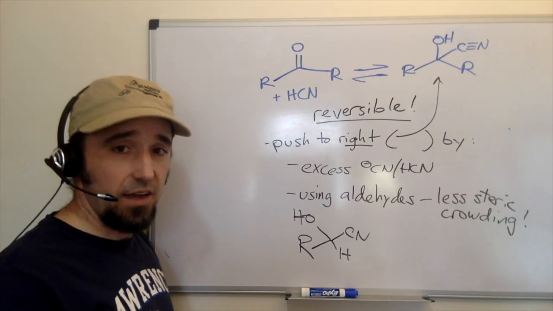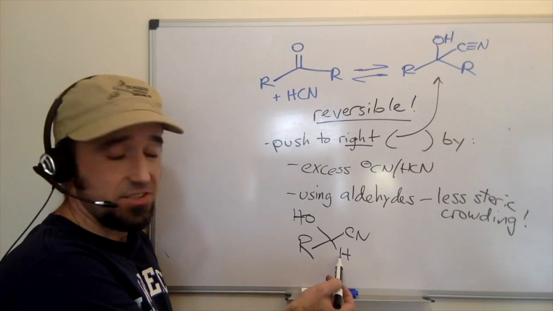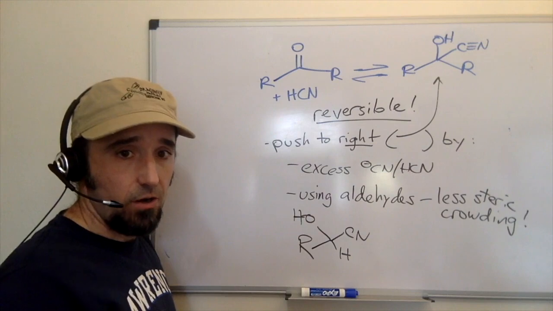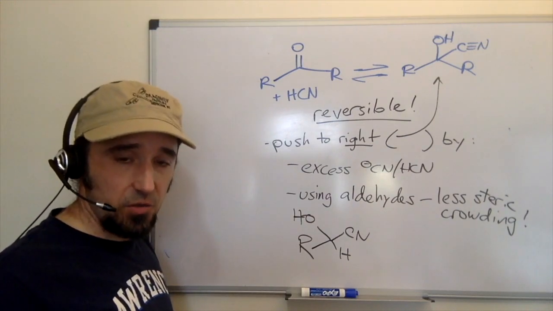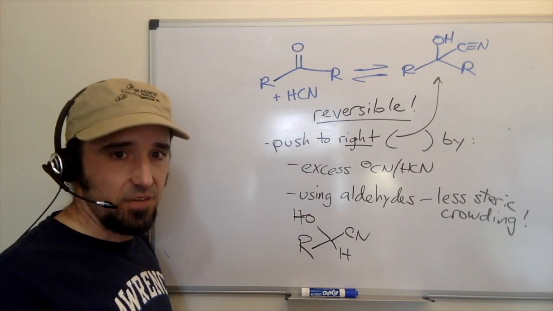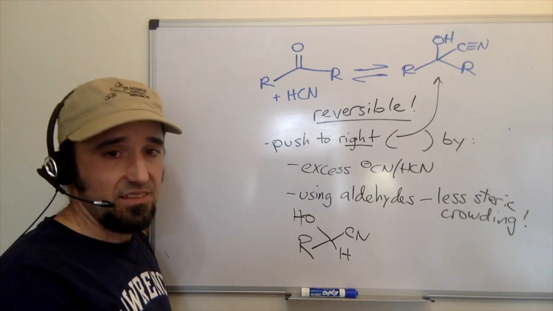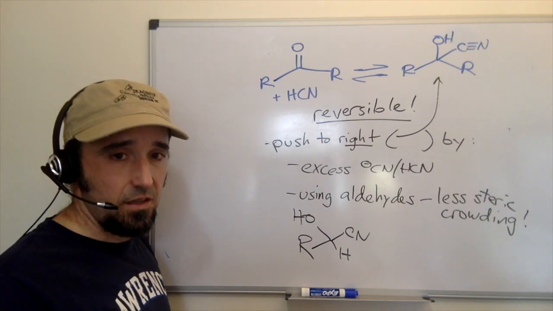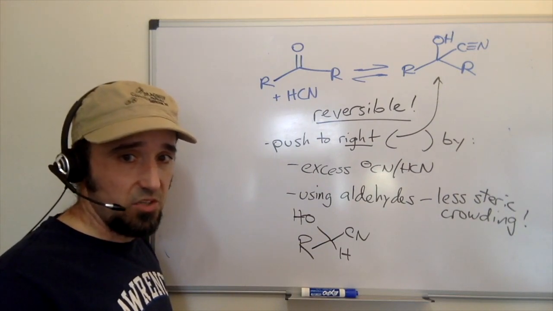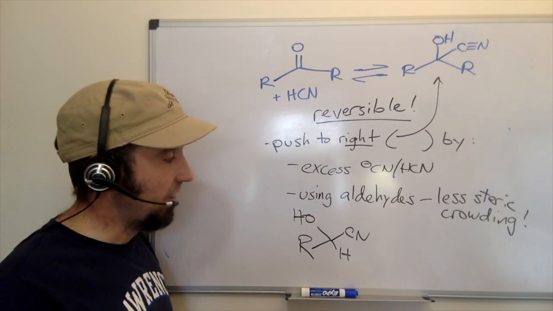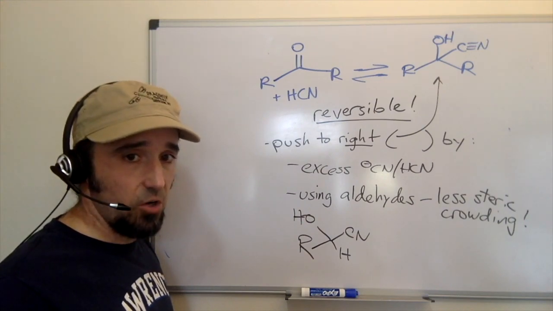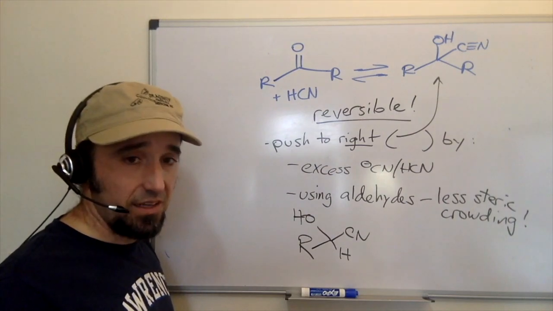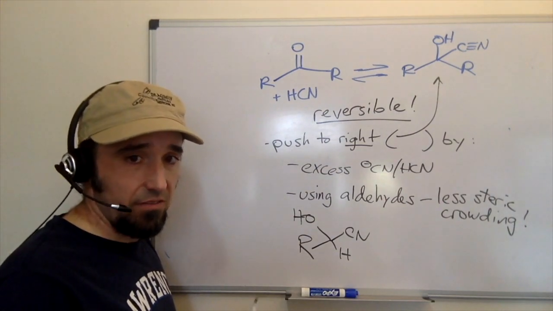If we use aldehydes, now this H takes up much less space, and so the cyanohydrin overall is less sterically crowded, so it's going to be more stable. And so it's much easier to make these cyanohydrins from aldehydes and get them to stick. It's much easier to do that than to make them from ketones. Sometimes the ketone cyanohydrin is just too crowded, and so it just won't stick. It'll revert back to the ketone. Again, the equilibrium in that case will lie very far to the left.